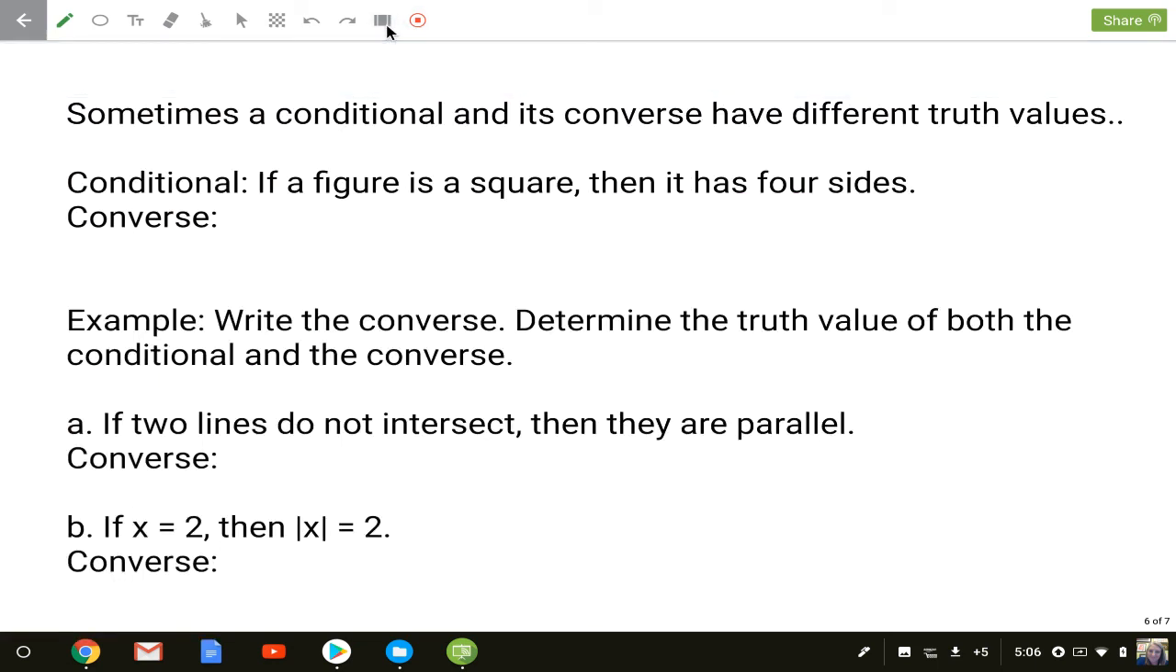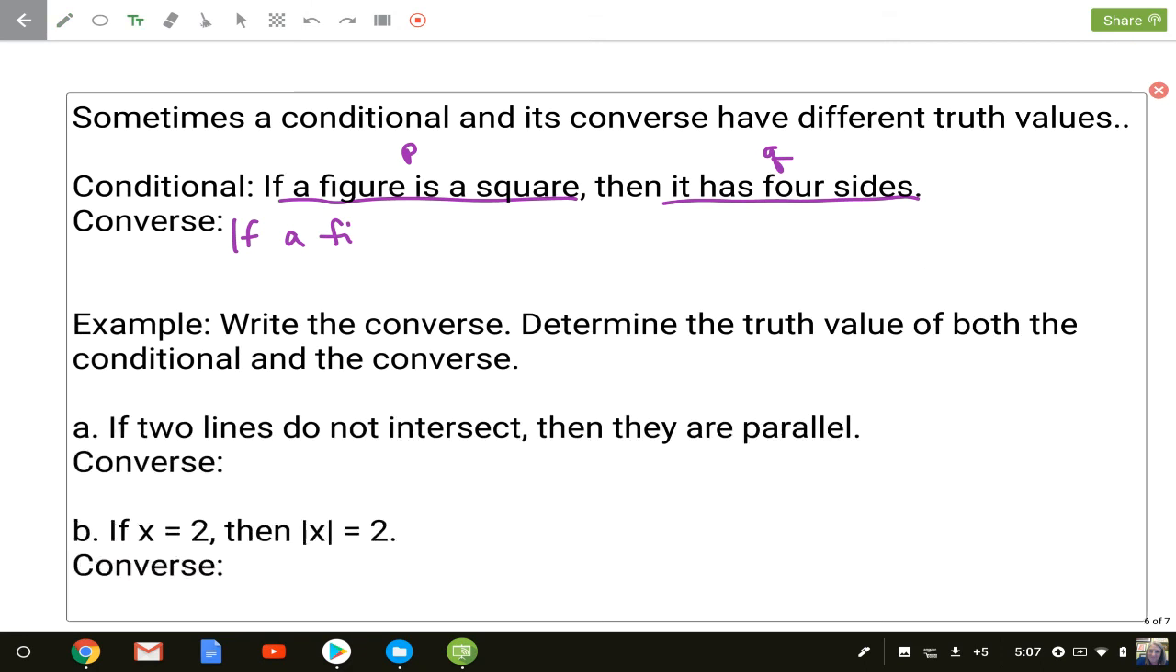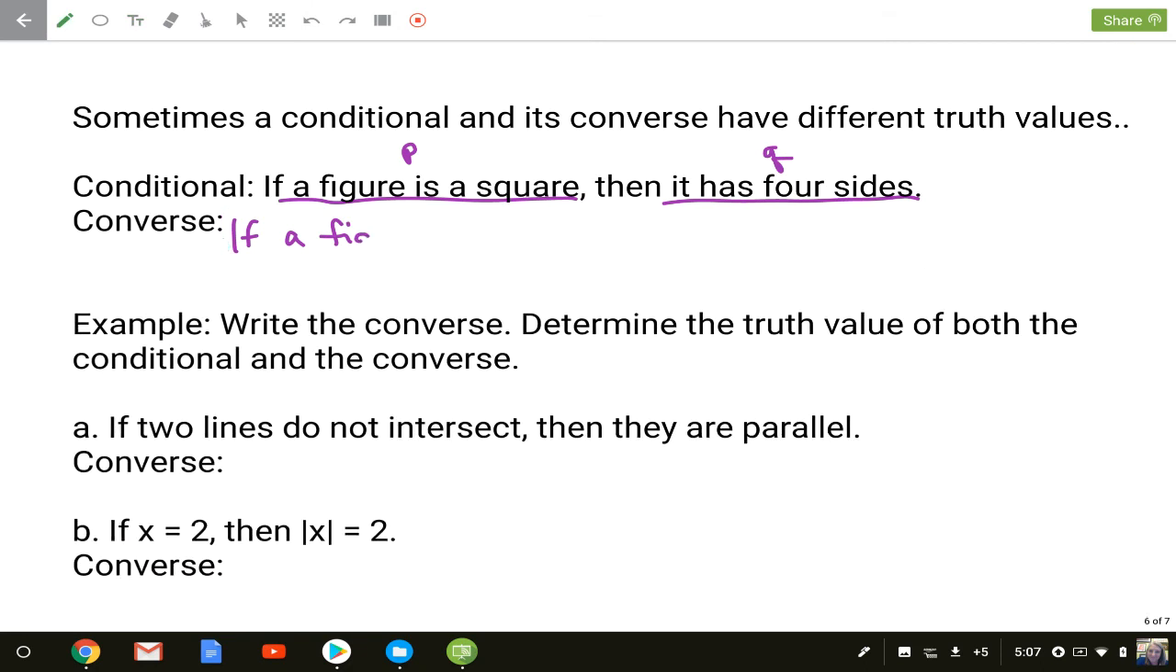Okay, so sometimes a conditional and its converse might have different truth values. Let's look at some examples. The conditional here is: if a figure is a square, then it has four sides. So I could write the converse. Again, I'm looking for my hypothesis and my conclusion, and then I'm swapping where they go. So I'll have: if a figure has four sides, then it is a square.